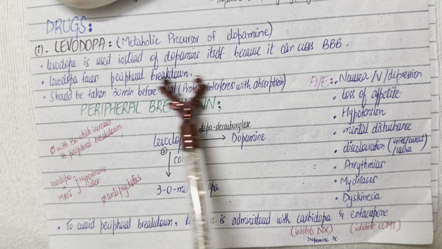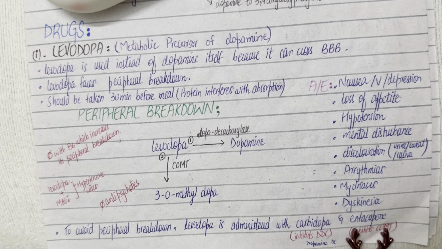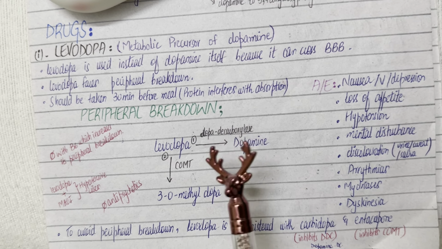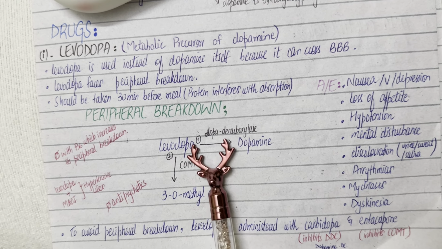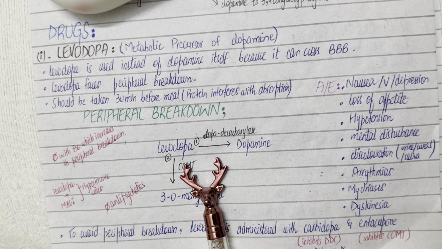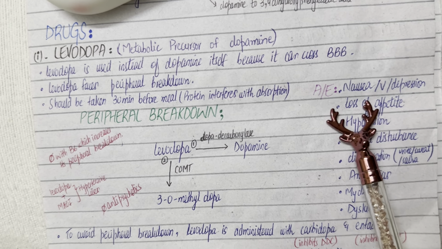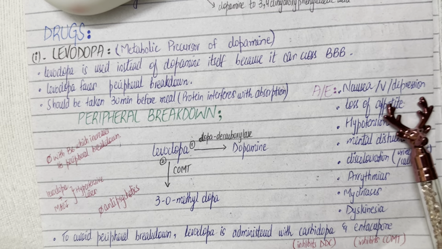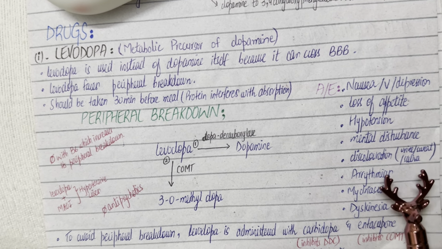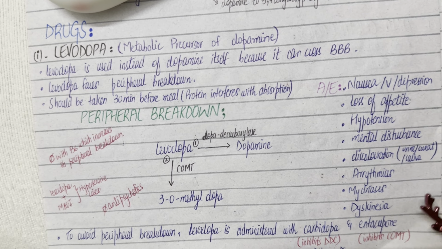In order to avoid this peripheral breakdown, levodopa is administered with carbidopa and entacapone. What carbidopa does is it inhibits dopa decarboxylase, and what entacapone does is that it inhibits the catechol-O-methyl transferase, thereby reducing the peripheral breakdown. Now coming to the adverse effects of levodopa: nausea, vomiting, depression, loss of appetite, hypotension, mental disturbance, discoloration of urine, sweat and saliva, some arrhythmias, mydriasis, dyskinesia.